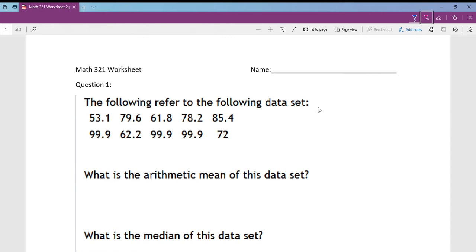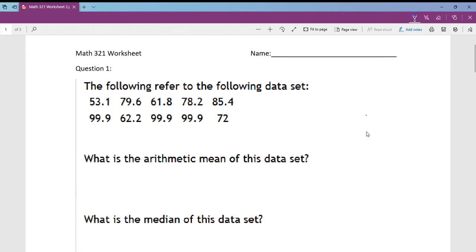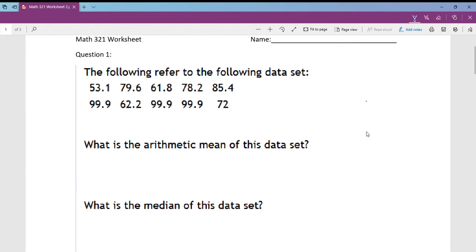The first question that we have is, what is the arithmetic mean of this data set? So we're looking for the average. The formula for the average is x bar equals the summation of x divided by n. Now, in order to figure out the average, we have to find the sample size. In our case, if you count it carefully, there are 10 data values in our sample. And so we are going to add up all of the values and then divide by 10 to find our average.